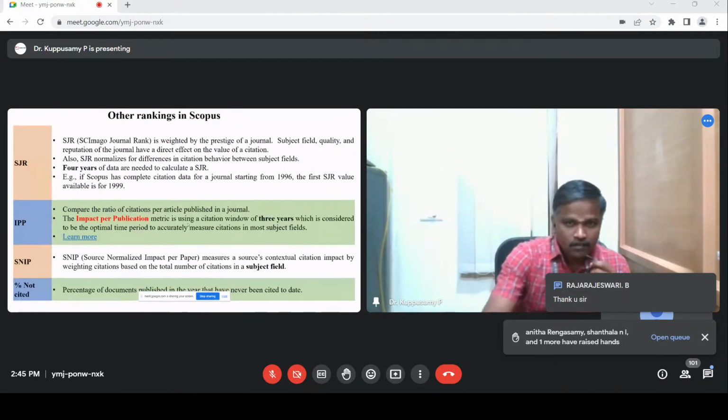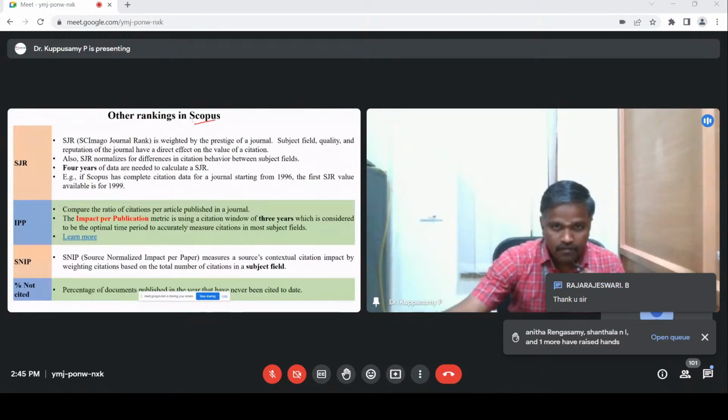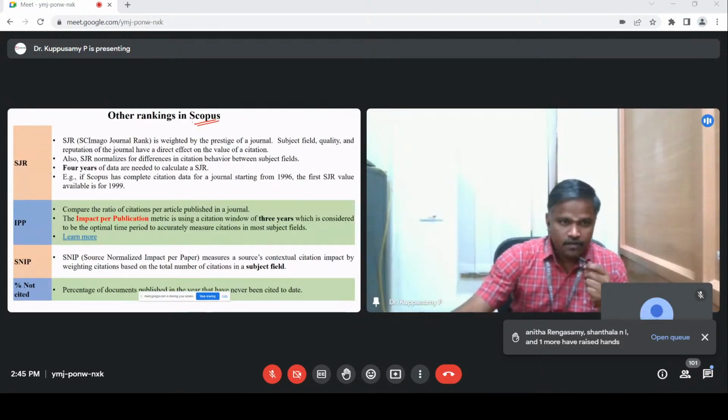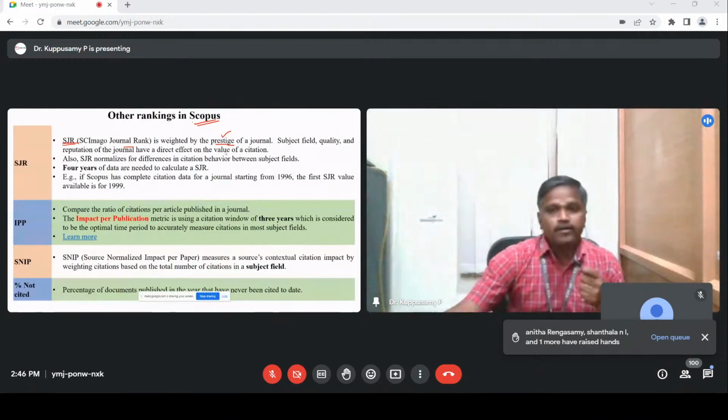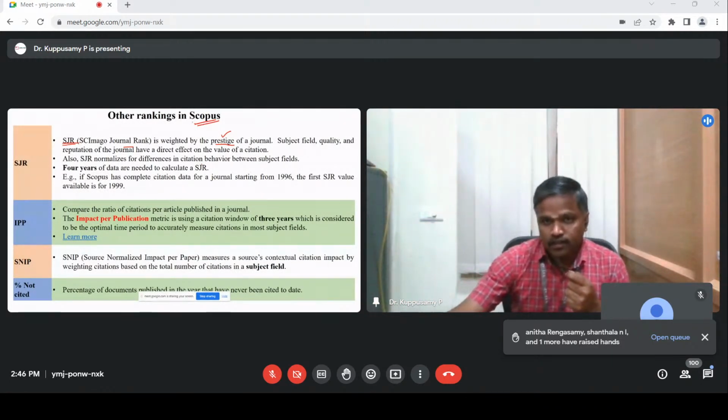And the next one is Scopus. We have talked about Scopus, but now we are coming to what ranking factors or scores they are using. Here they are using the SJR ranking, that means SCImago Journal Rank, which is weighted by the prestige of the journal, that means citations. What is the meaning of prestige? It is how many citations that particular journal is getting.